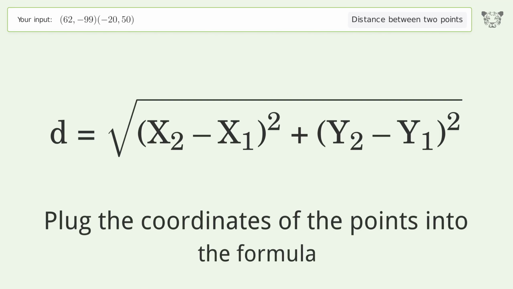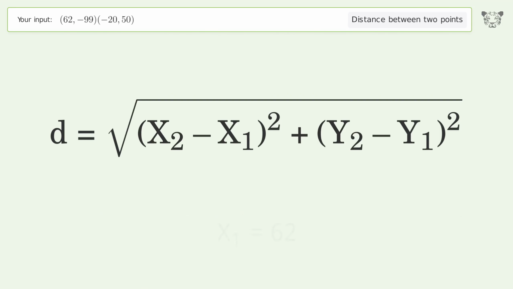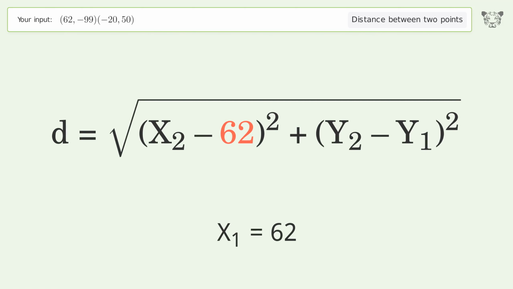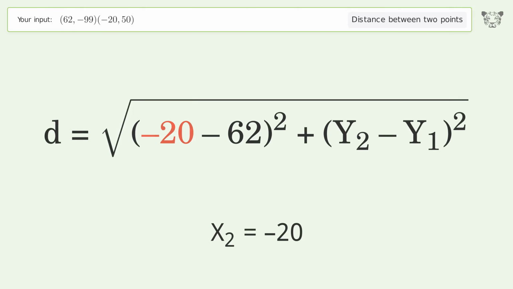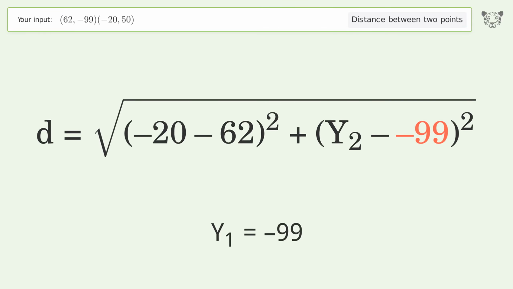Plug the coordinates of the points into the formula. x1 equals 62. x2 equals -20. y1 equals -99. y2 equals 50.